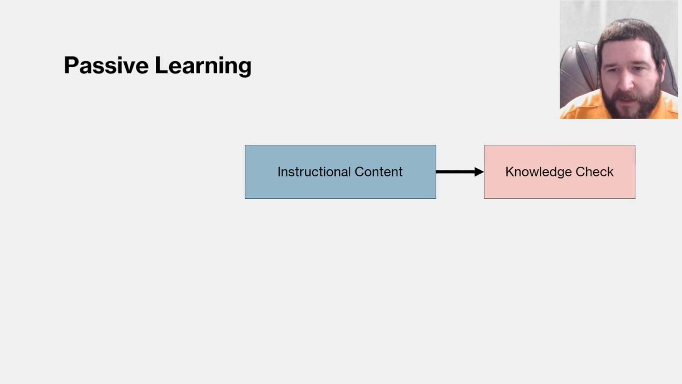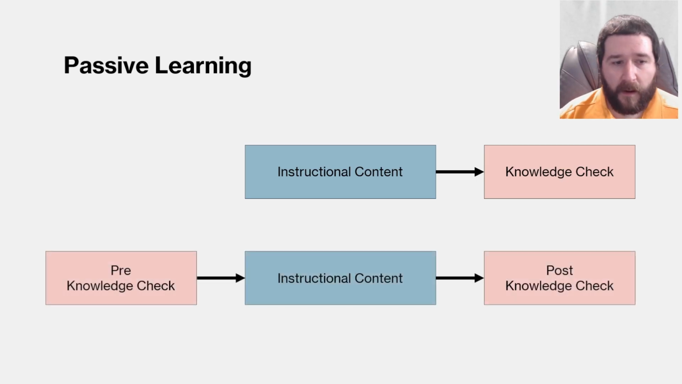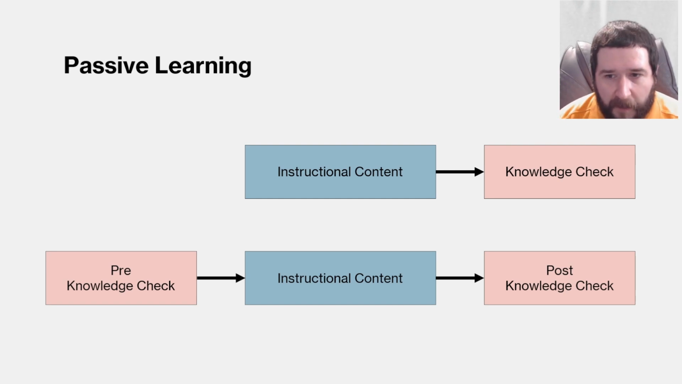Okay, and typically we test at the end, or another popular option is a post-test model, right? Where we do a pre-test, we teach them something, and then a post-test. Okay, so when we're talking passive learning, there's a couple different ways you can do knowledge checks, either at the end or before and after. But essentially, we're just assessing where students are at based on this direct instruction that they're receiving.